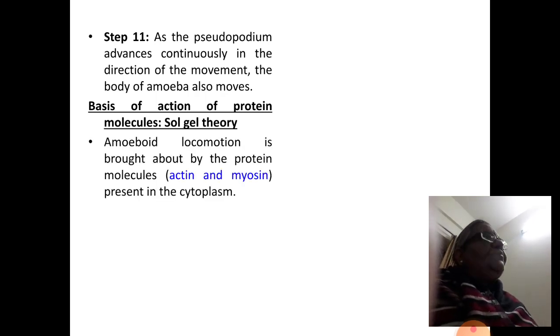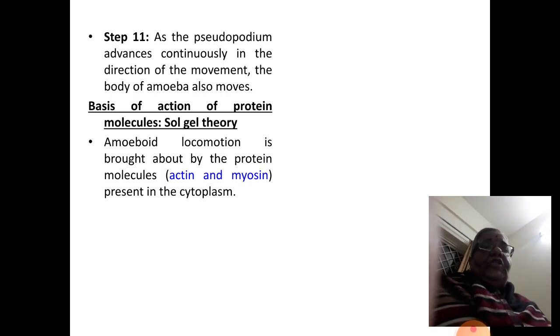Amoeboid locomotion is brought about by protein molecules. There are 2 protein molecules, actin and myosin. The same protein molecules are present in our muscle cells also. So, protein molecules present in the cytoplasm bring about amoeboid locomotion.